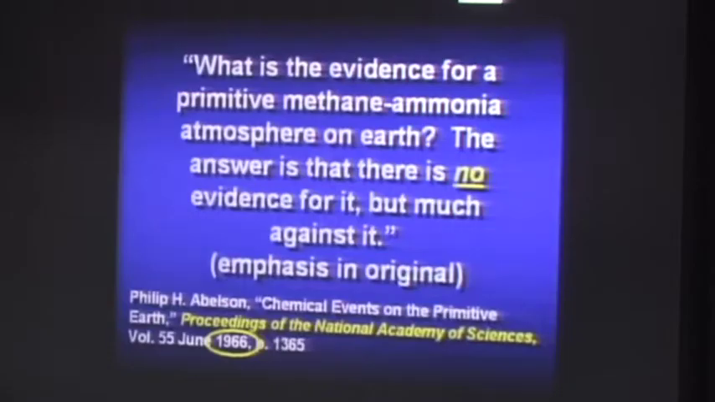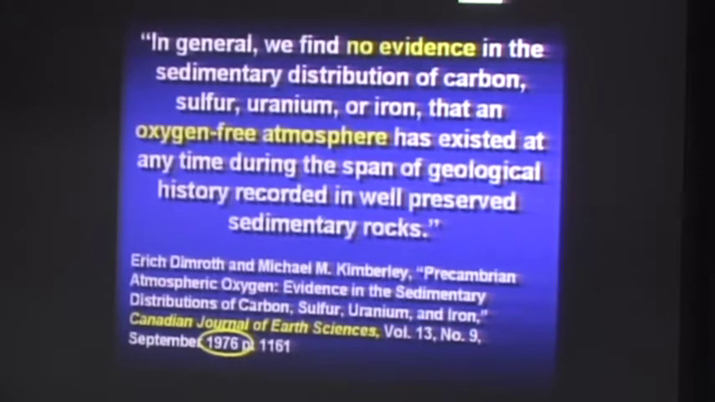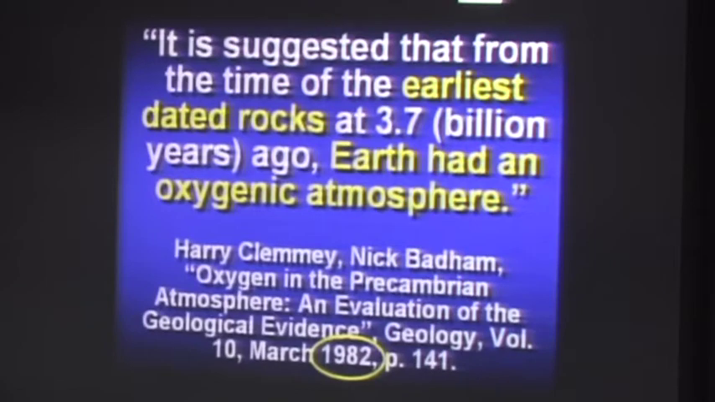This guy said, what evidence is there for a primitive methane, ammonia atmosphere on Earth? The answer is there is no evidence for it, but much against it. We find in general no evidence in the sedimentary distribution of carbon, sulfur, uranium, etc., that an oxygen-free atmosphere ever existed on the Earth. If somebody tells you the early Earth had a reducing atmosphere, you tell them Kent Hovind said they're confused or they're deliberately lying, because it's not true. The Earth has always had oxygen.